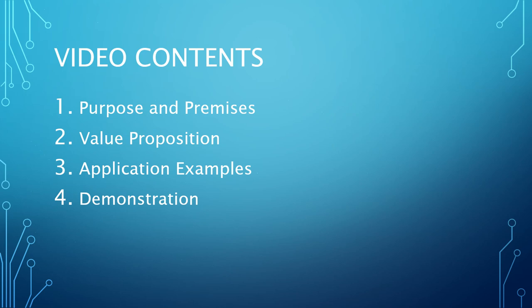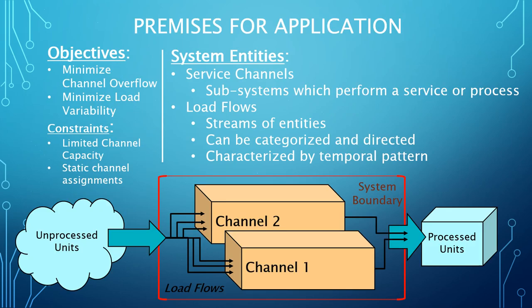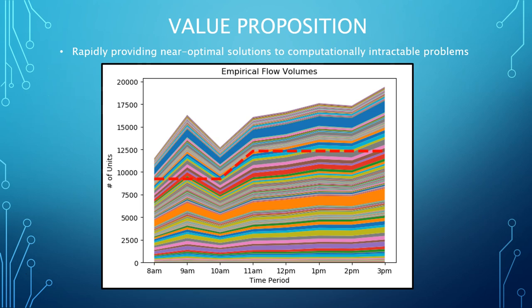The purpose of this software is to create the best possible assignment scheme for a scenario where you have different incoming streams which create a load on your system. And your system can be described as a set of subsystems designed to process the load directed towards them. The program optimizes based on two objectives, that being the minimization of channel overflow and the minimization of the variability of the loading for each channel across the relevant time periods.